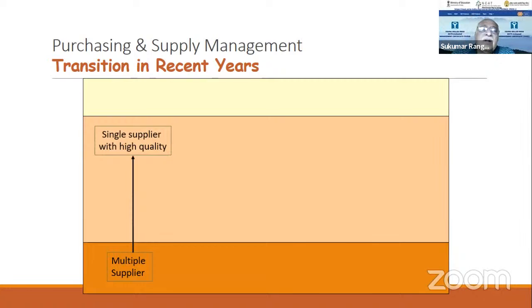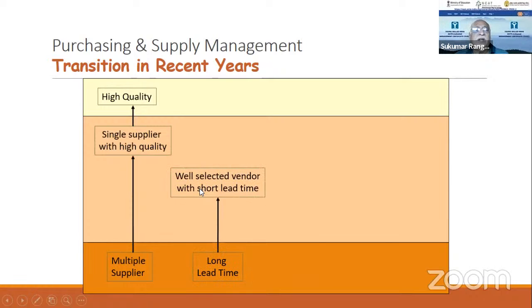So it has gone to the third level, tier 3 of quality control. In fact, it should go up to tier 5 of quality control, so as to ensure that you get the best material. So from multiple suppliers, the transition has happened to a single supplier with high quality. The result is, the first thing you have got is consistent high quality.